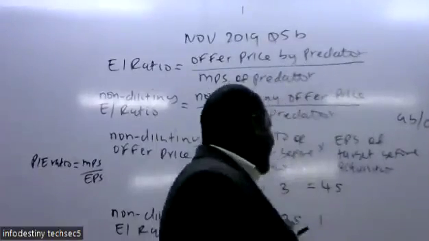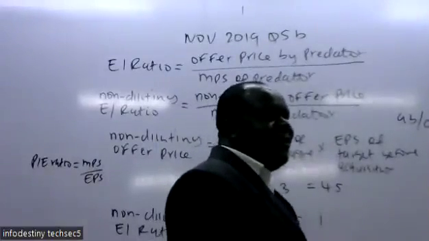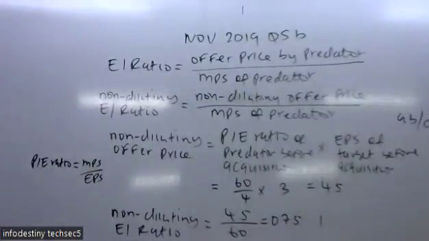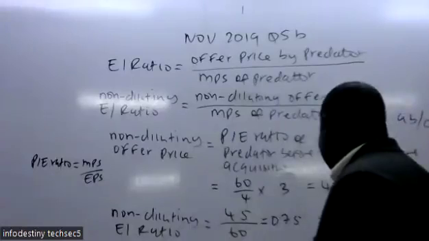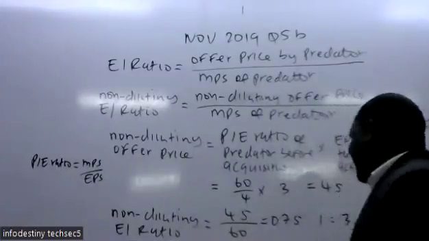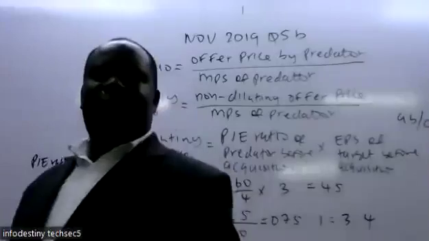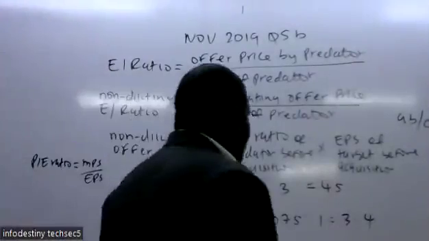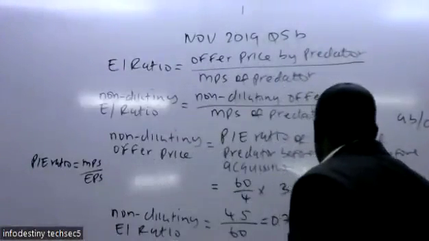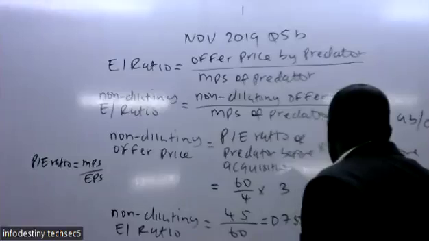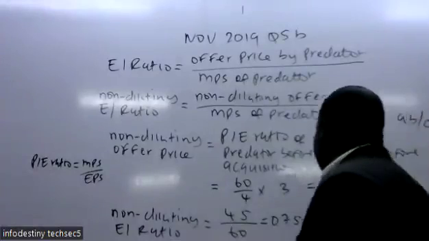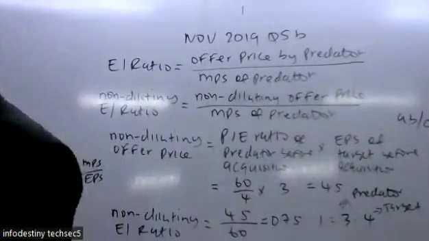When you write 0.75, we put there an equal sign. Then we press the sign. It is the same as 3:4, like that, so that we don't have decimal points. We don't want the decimal points. So this one is referring to the predator, and this one is the target.